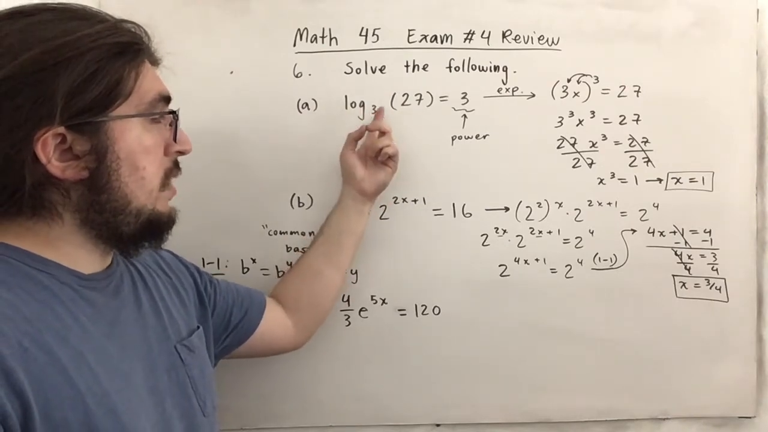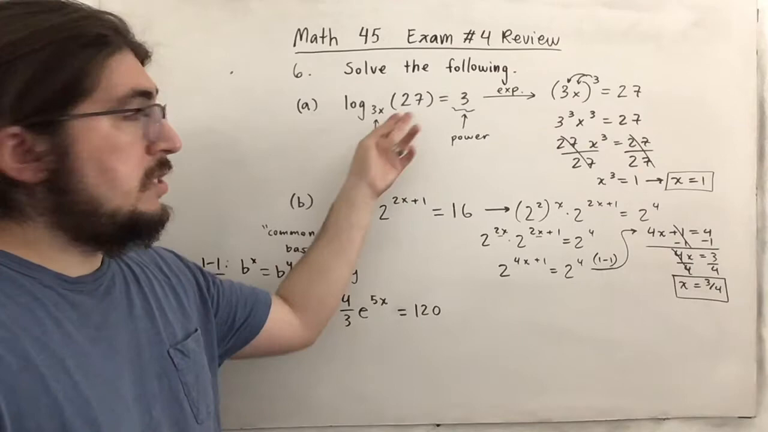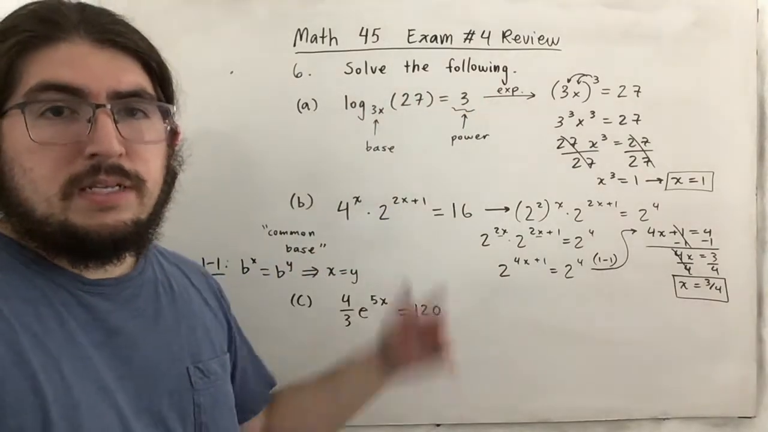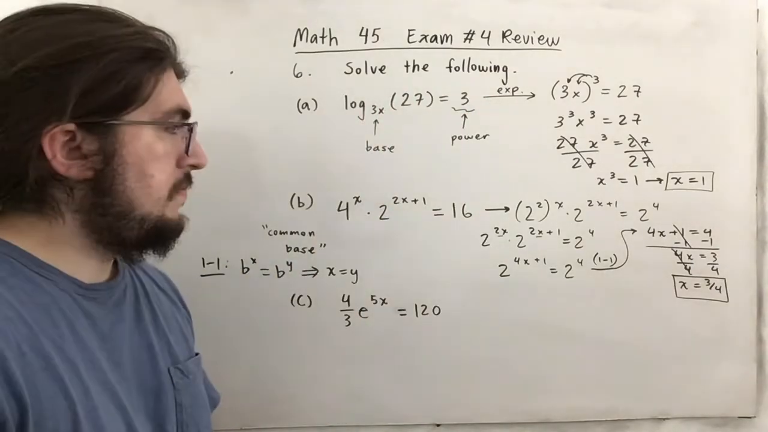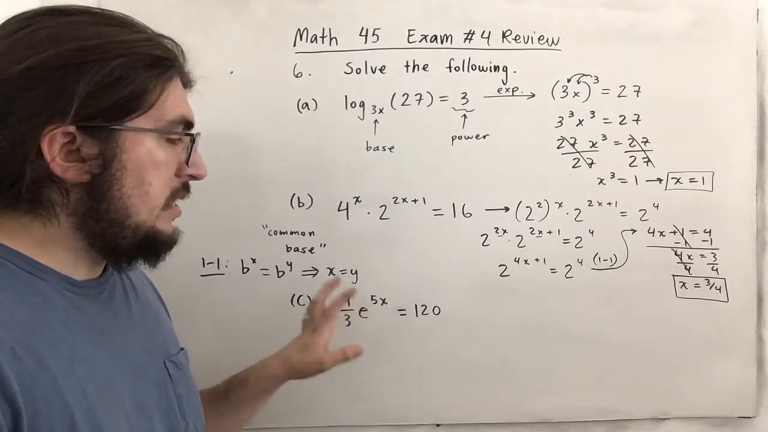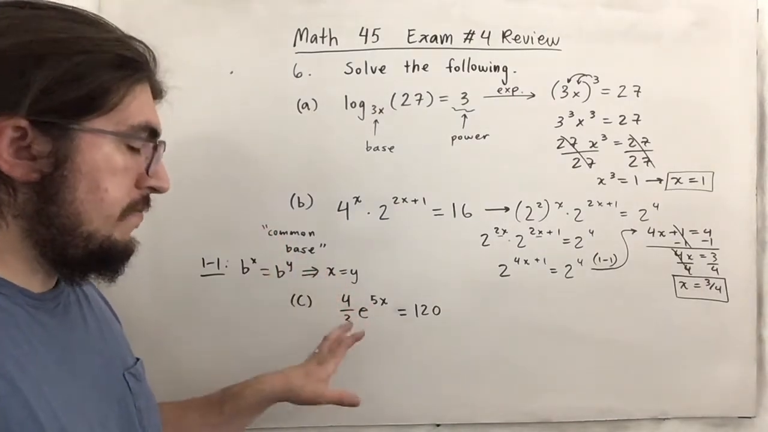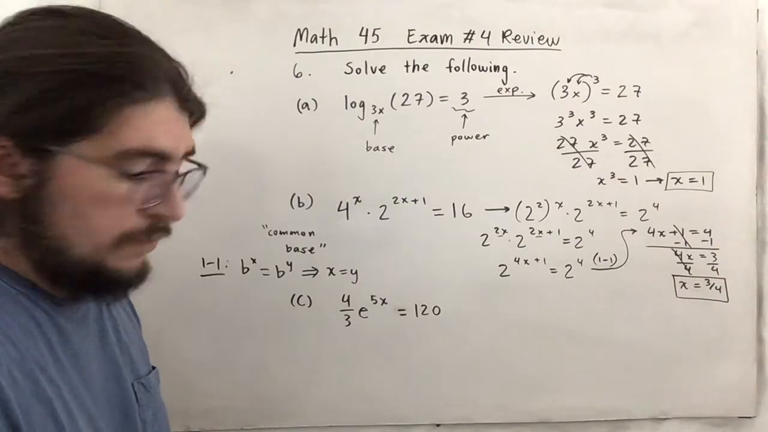And since 3 to the 3 is 27, then log base 3 of 27 is indeed equal to 3. So when x equals 1, this definitely works. So that's nice. Now this one is actually very, very interesting. I think it's actually super simple.